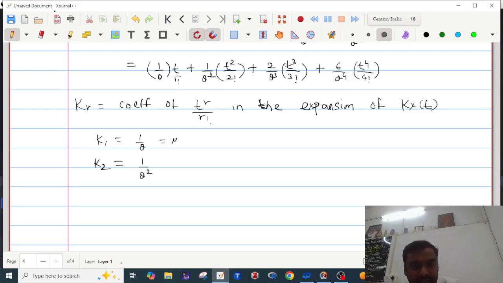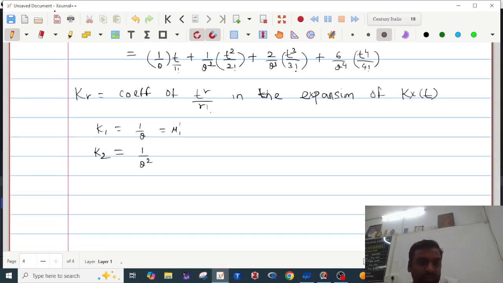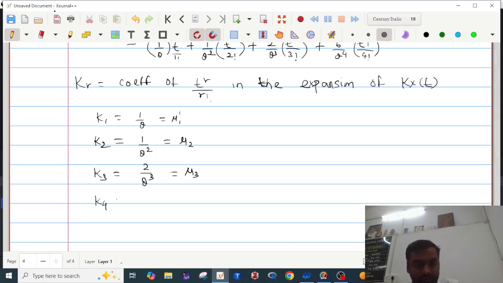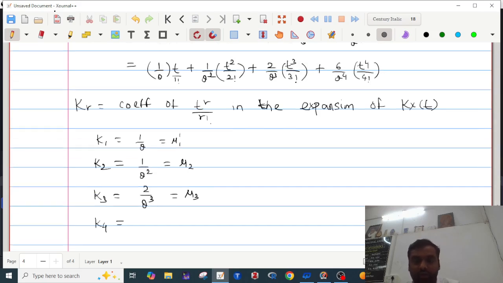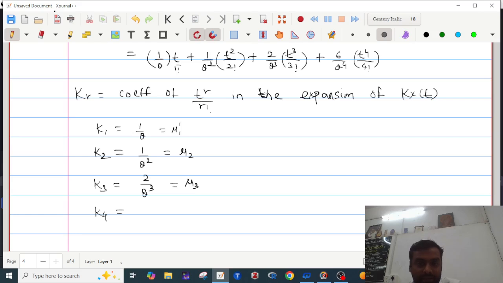So k1 is always mu1 dash, and mu1 dash we already obtained as 1 upon theta. k2 is mu2, the variance, we already obtained mu2 as 1 upon theta square. k3 is the coefficient of t cube upon 3 factorial, which is 2 upon theta cube. So we know that k3 is nothing but mu3. K4 is equal to the coefficient of t raised to 4 upon 4 factorial, which is nothing but 6 upon theta raised to 4.